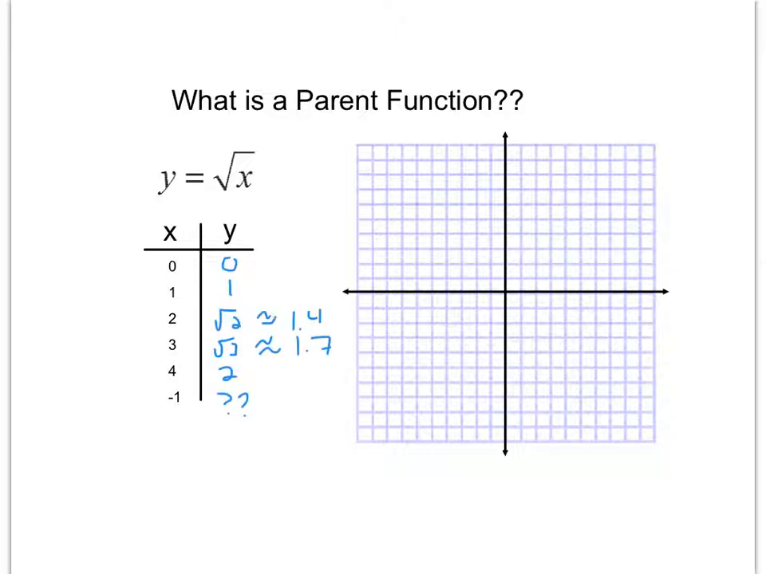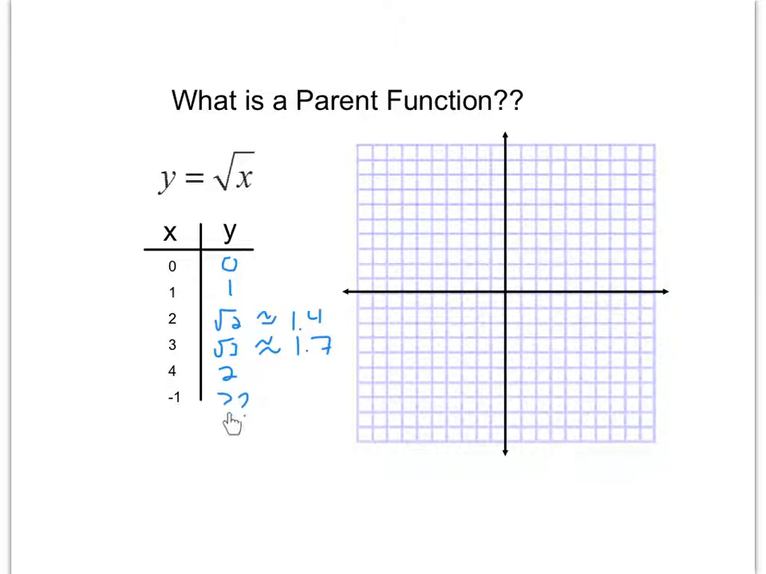Okay, when we plug in our x values into our function here, if I plug in 0, y equals the square root of 0. Well, the square root of 0 is 0. If x is 1, the square root of 1 is 1. If x is 2, y is equal to the square root of 2, which is approximately 1.4. If x is 3, y is the square root of 3, which is approximately 1.7. If x is 4, of course, y is the square root of 4, which of course is +2.